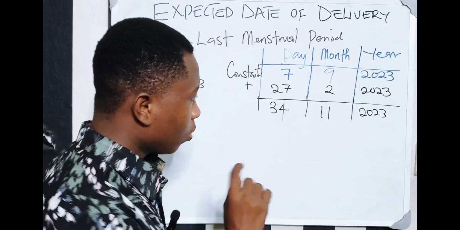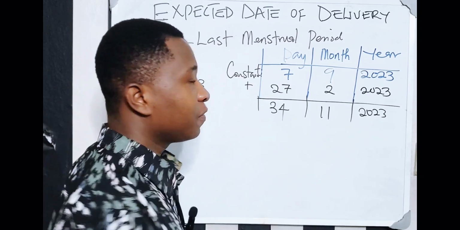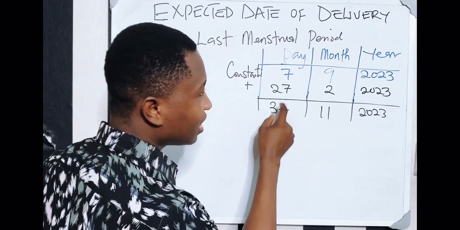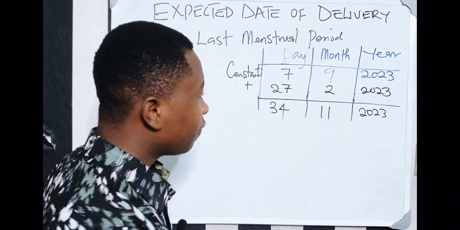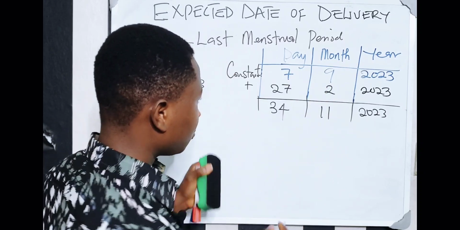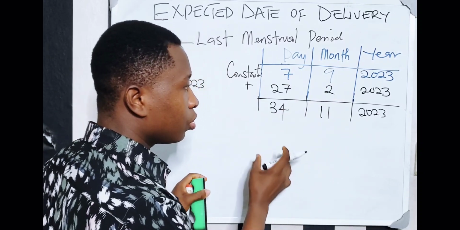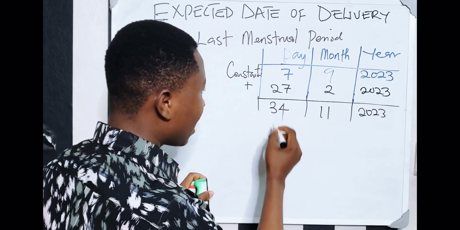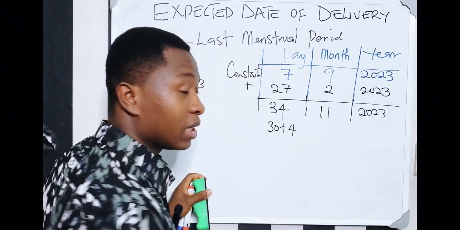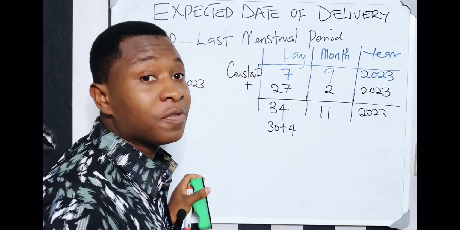Okay, so what we are going to do is split this figure. Since we have up to a month in the day column, we are going to move the month to the month column. Now, how do you do that? Splitting this into month and day, you would have an average of 30 days plus 4 days. So 30 plus 4 days will give you 34 days.